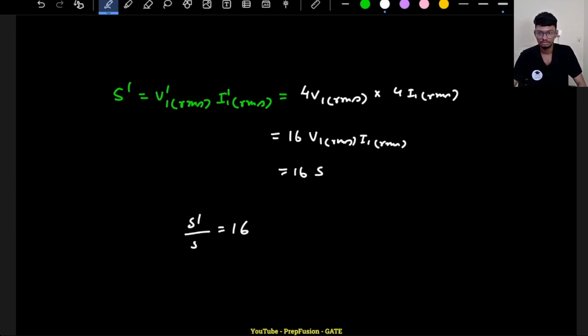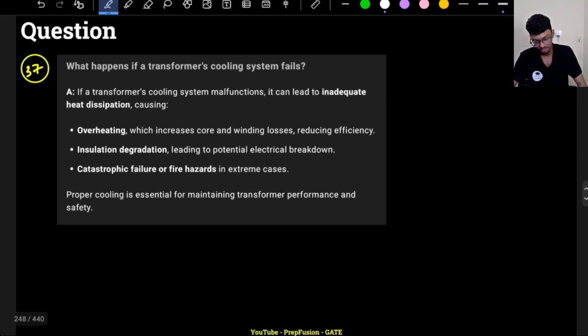Okay. A few theoretical questions. What happens if the transformer cooling system fails? If the cooling system malfunctions, it can lead to inadequate heat dissipation. So overheating will happen, there will be insulation degradation, and obviously the device can totally fail. There can be faults, all those things. So proper cooling is essential.